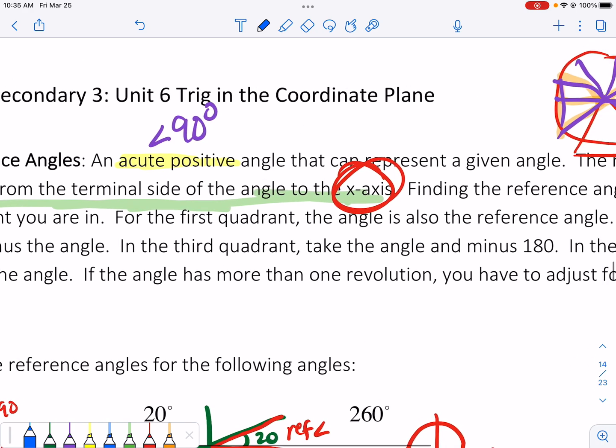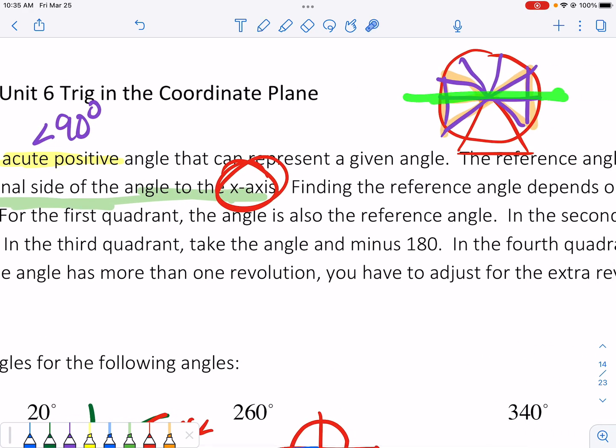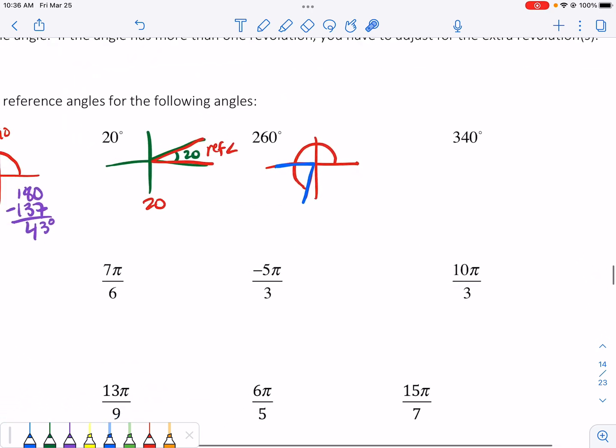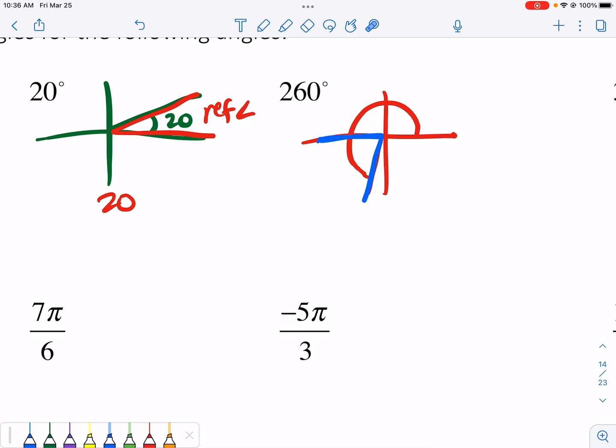Just like on our Ferris wheel, we were always going to the center of the Ferris wheel, or when we were doing our straw activity, we were always finding the height from the center. So you're always going to that x-axis. On this one, this is our reference angle because it's going to the x-axis and not the smaller one. That's something to be very cautious of. To find this, we would just do 260 minus 180, which leaves us with 80 degrees. So our reference angle is 80 degrees.